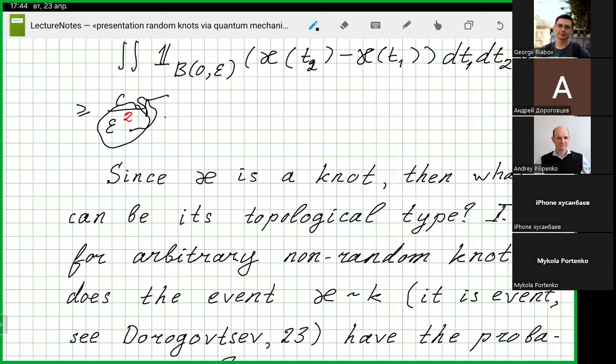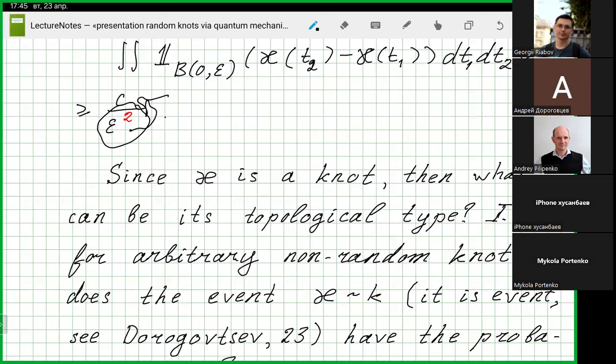More or less, yes, but we need some technical. And smooth covariance. Yes, if it is smooth, surely, exactly. Thanks. Exactly. This is the idea. Then gamma is a knot, then what can be its topological type?